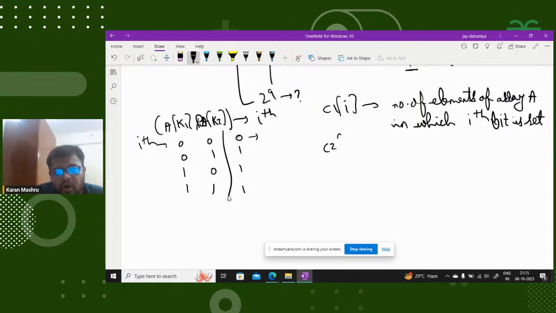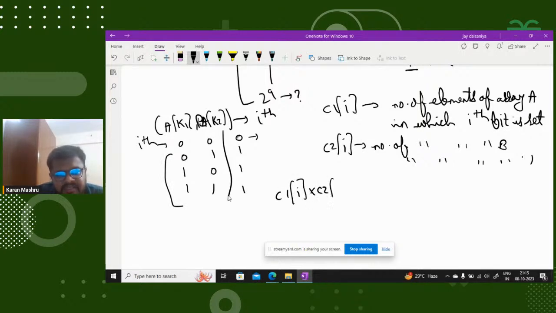And C2 of I represents the number of elements of array B in which the ith bit is set. So what will be the total number of pairs A comma B such that the ith bit will be set? These three would be the cases. C1 of I multiplied by C2 of I, that is the number of elements in array A in which the ith bit is set multiplied by the number of elements in array B in which the ith bit is set. Suppose there are 5 elements in array A in which the ith bit is set, and 6 elements in array B in which the ith bit is set, then 5 into 6, these 30 pairs will have the ith bit set.